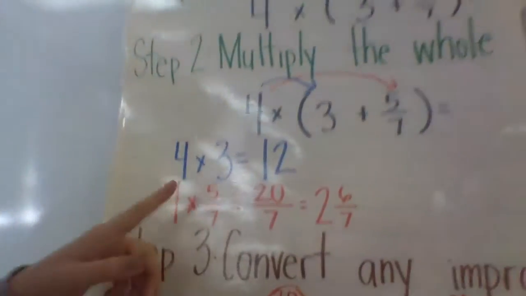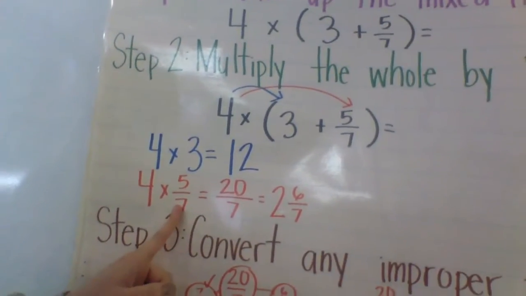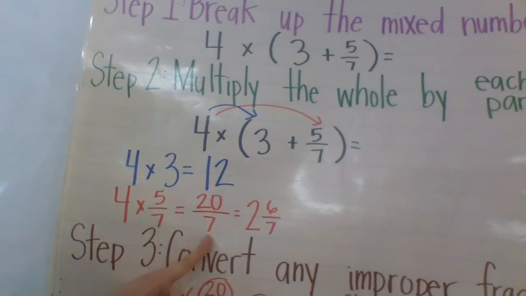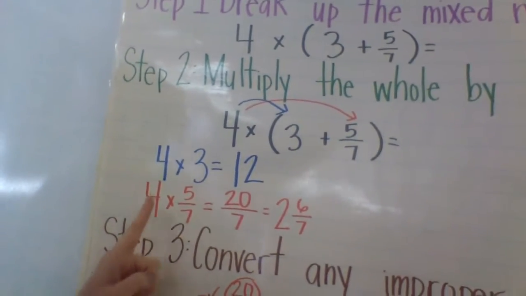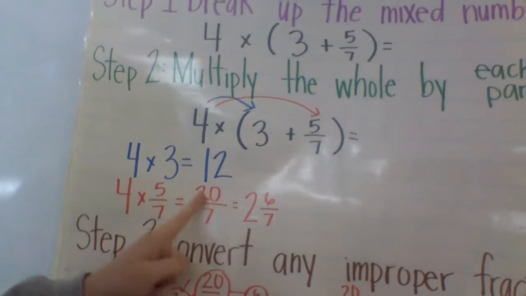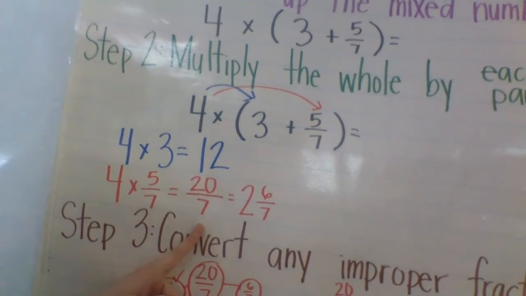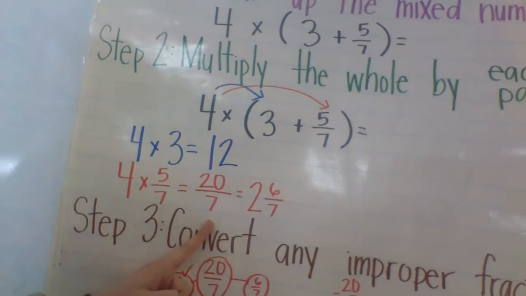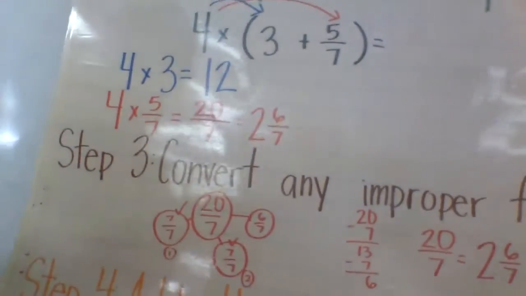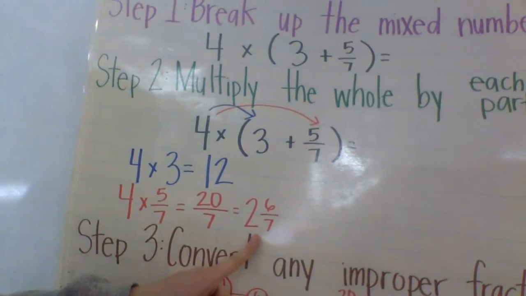So when we do that, we know 4 times 3 is 12. 4 times 5/7. When you multiply a whole number by a fraction, your denominator stays the same, and you multiply the whole number times the numerator. So 4 times 5/7 equals 20/7. Well, we know that 20/7 is an improper fraction, so we have to convert that to a mixed number. We could use our number bond, we could divide. However we do it, we know that we get 2 and 6/7.